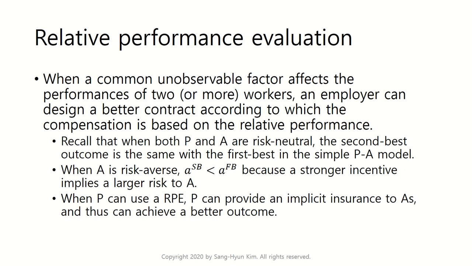Okay, so by eliminating those random factors, the principal can provide a better insurance. That means the agents care less about the risk, which means now the principal can provide better incentives as well. So that's how the principal improves the efficiency in writing a contract. Okay, so that's the basic story, and let's look at the details.